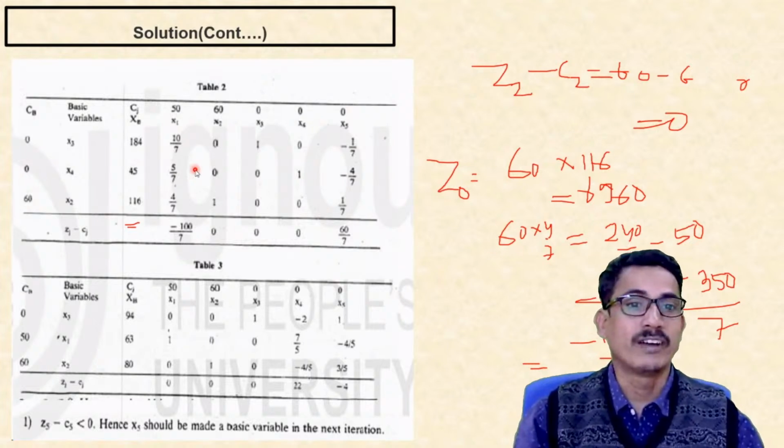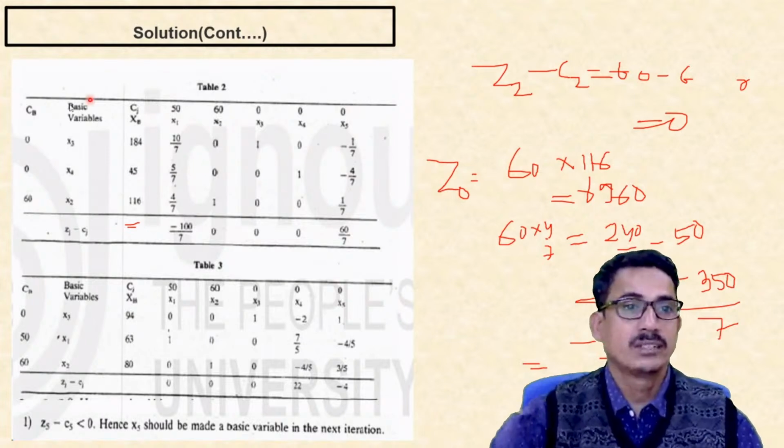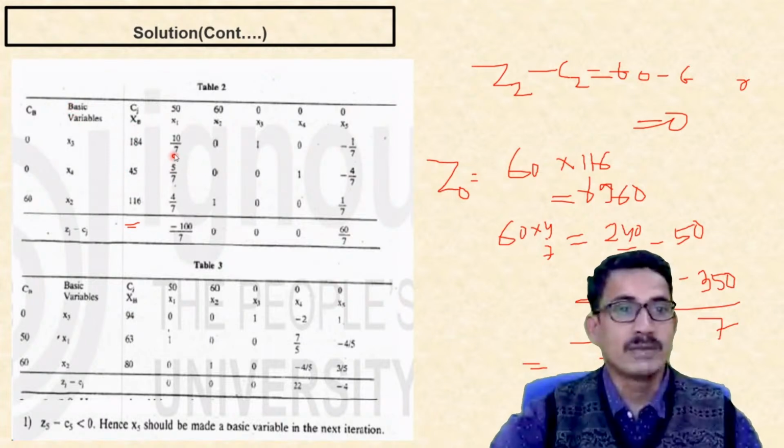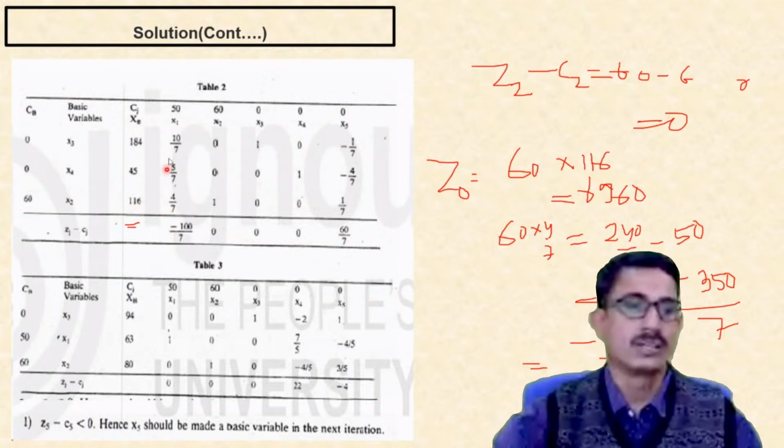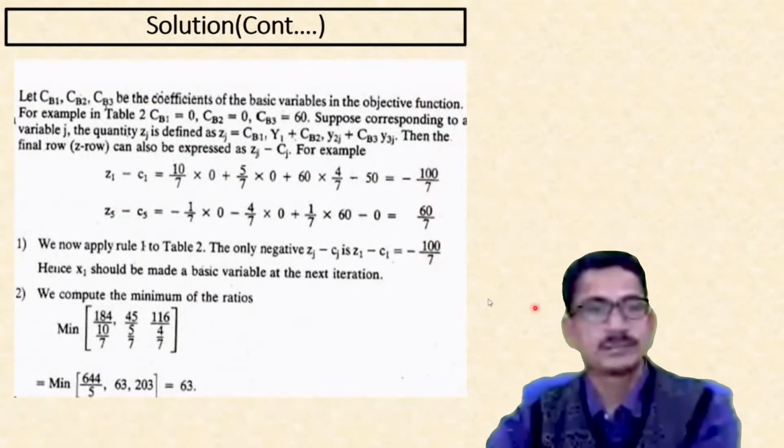Again you have to find the theta values. How to get this? I have told you: minimum XB divided by the entering column. The entering column is x1 here. So this column will be divided by these values: 184 by 10 by 7, 45 by 5 by 7, 116 by 4 by 7. Now which one is minimum? That will be out. See the previous slide.